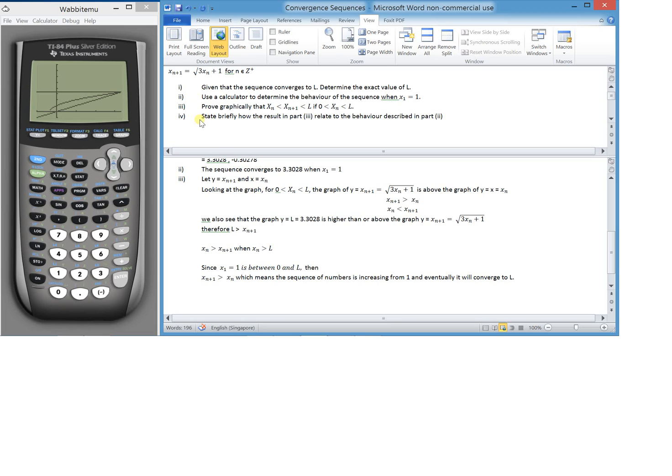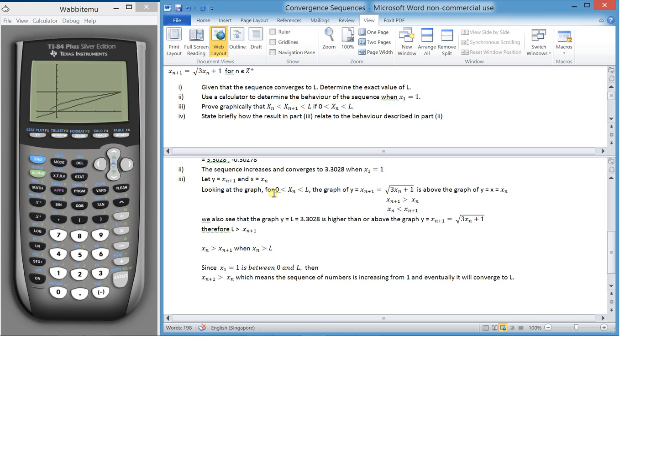So now we go to part 4: state briefly how the result in part 3 relates to the behavior described in part 2. Part 2 says the sequence increases and converges to 3.3028. If you look at our result in part 2, when x1 equals 1, isn't 1 between 0 and 3.3028? Yeah. So x1 is 1.